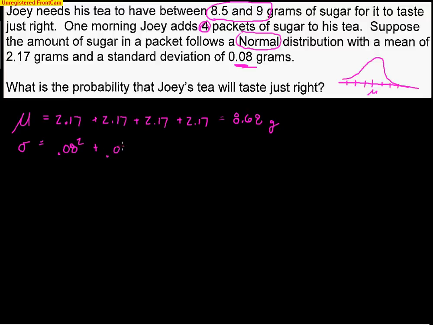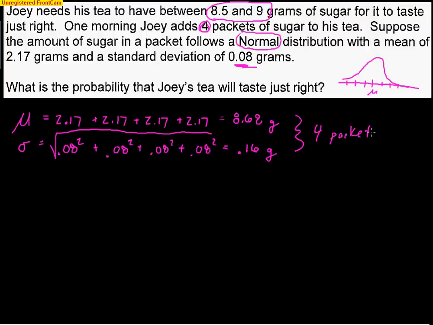For the first packet, 0.08 squared for the second packet, 0.08 squared for the third packet, and 0.08 squared for the fourth packet. And then I need a giant square root to change all of that variance back to a standard deviation. So this number is going to be 0.16 exactly grams. So now that we know what's going to happen for 4 packets of sugar, we can now start to answer our question.